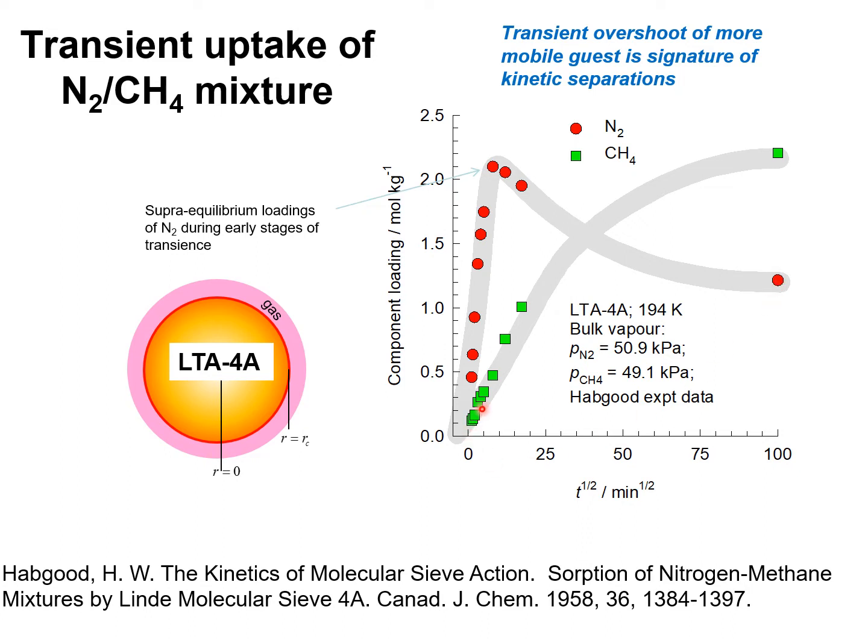The uptake of methane, on the other hand, is monotonic, and the component loading approaches its equilibrium value in a monotonic manner. The attainment of supra-equilibrium loadings of nitrogen and transient overshoots are signatures of kinetic separations.